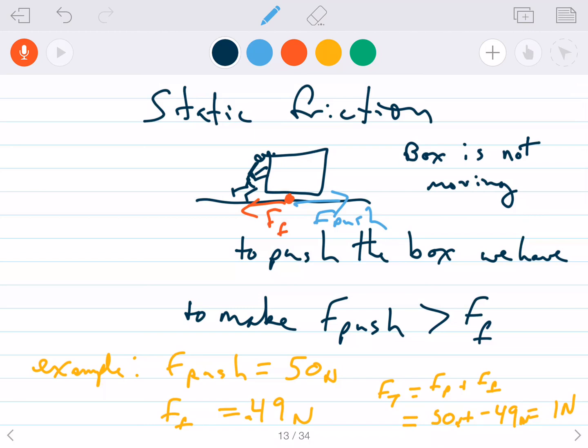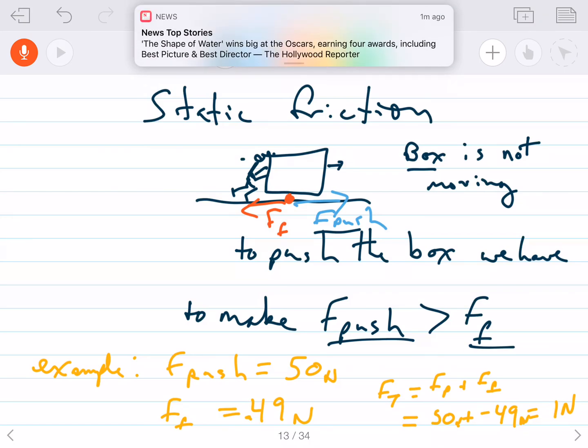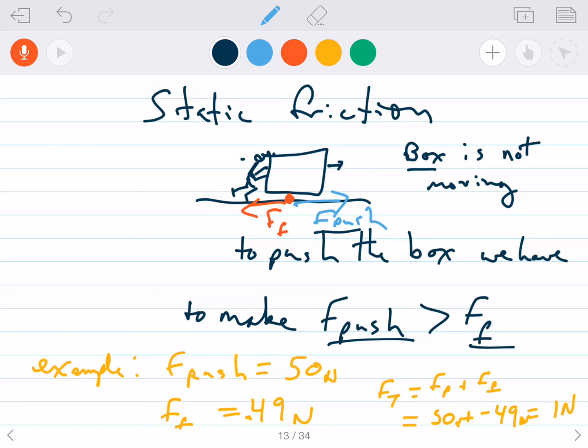So static friction. I've got a guy here. He's trying to push a box. He's trying to push it this way. But the box is not moving when the box is stationary. He walks up, starts to push on it. So when he pushes, we have this force of friction. To make the box actually move, the force of the push has to be greater than the force of friction. So for example, if he pushes with 50 newtons, and the force of friction is a negative 49 newtons in the opposite direction, we add up the total force, and we have a result of 1 newton. Because it's positive, is the box going to move? Absolutely. Okay, so the box is now moving.